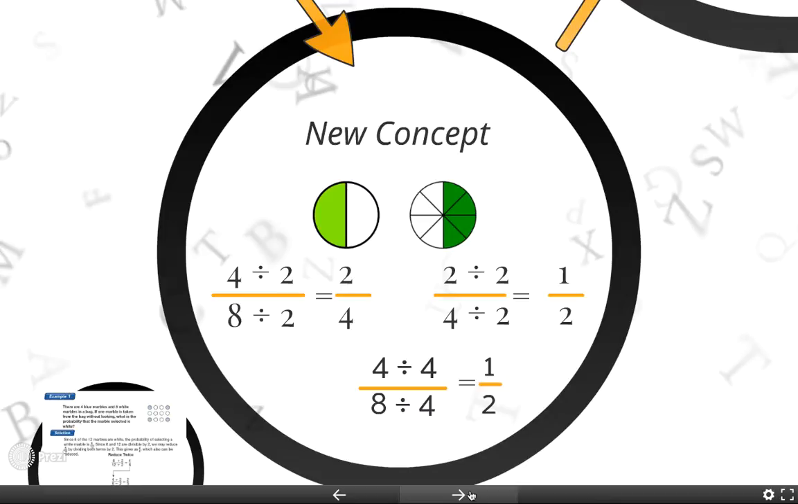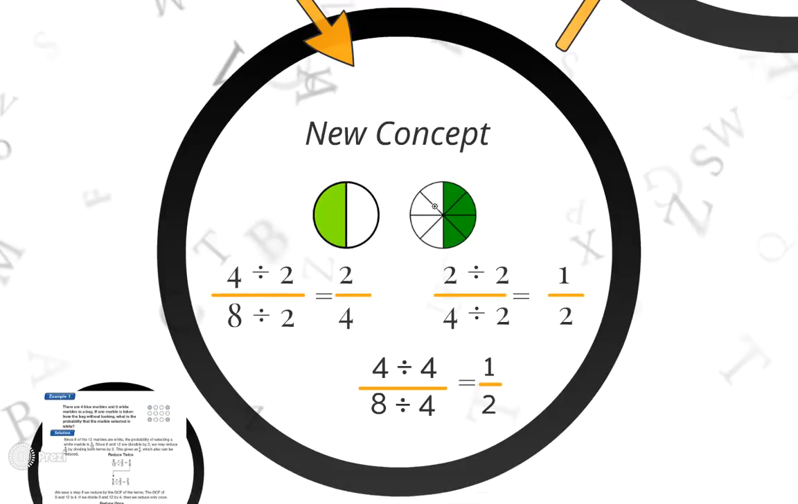So here is our new concept for today. We've learned already what equivalent fractions are, and so we can see here, this half circle is the same as this 4/8 circle. And by the green shaded part, we see that they're both equal, right? What we're going to do is reduce 4/8. We're going to find a way to get from here to here by reducing it.